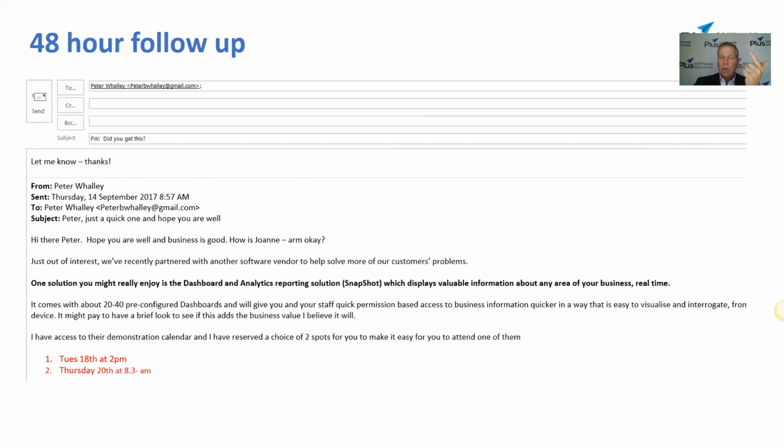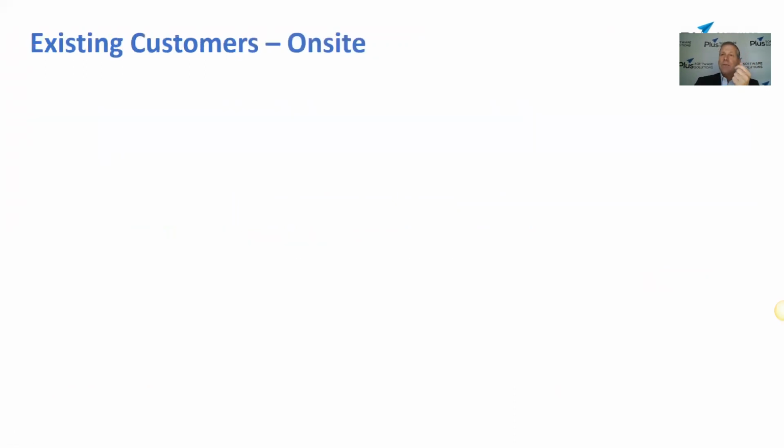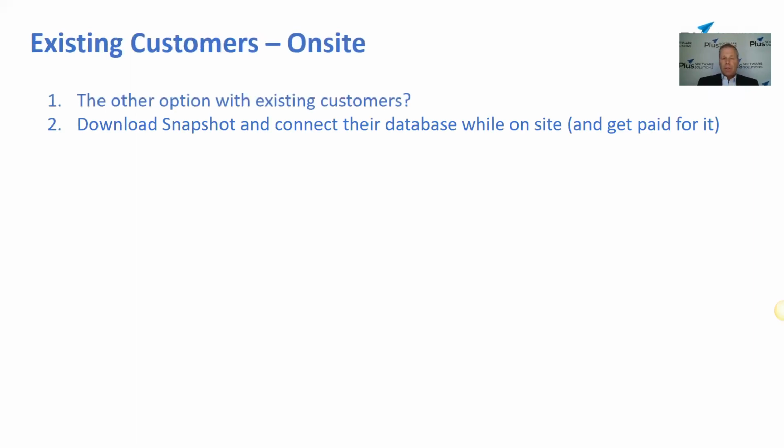So, step 1, get your low-hanging fruit. Step 2, start a methodical sales program to your existing customers. Step 3 is if you're on site with your customers, then the other option is to download Snapshot and connect their database while on site. Of course, you could do this remotely too, but when you're on site, you've got that visual with the customers. And you're getting paid to do that because your job as a consultant is to help your customers' business.